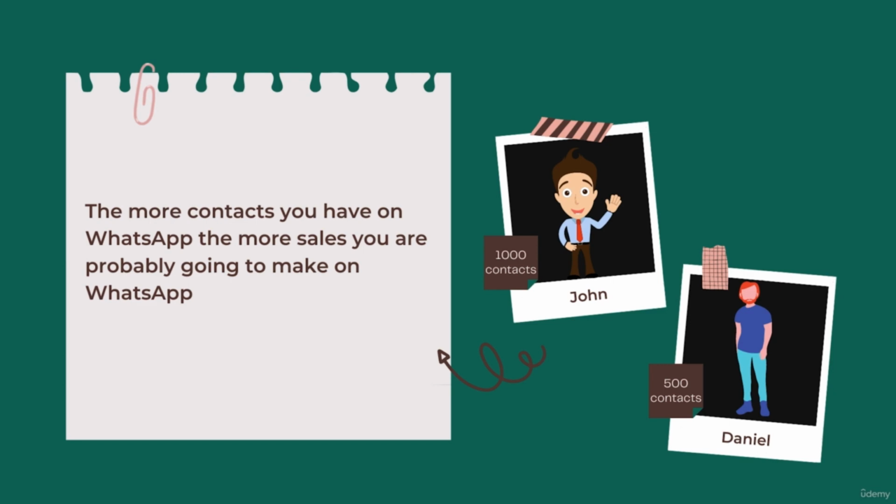And both are able to get 10% of their contacts to patronize them. Mr. John has 1,000 contacts. 10% of 1,000 is 100. So Mr. John is probably going to make sales to 100 persons. Meanwhile, Mr. Daniel has 500 contacts, and 10% of 500 is 50. And Mr. Daniel is going to make sales to 50 persons. So you need as many contacts as possible to create as much awareness as possible, to get to as many people as possible, because the more people your advert material gets to, the more sales you are probably going to make. We are going to talk more on that in the next session when we go into sales funnel.